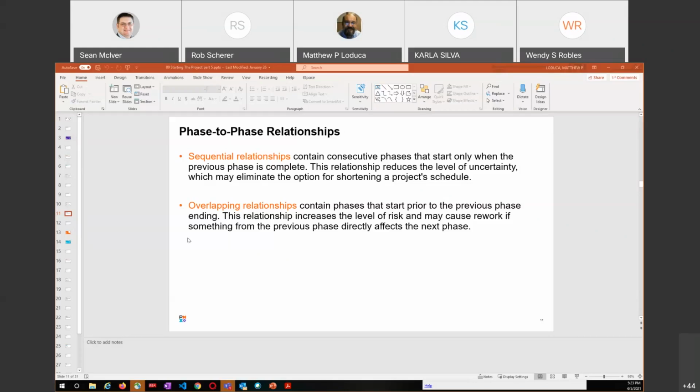Any questions on this? This phase-to-phase relationship, they seem to emphasize that a lot. I would pay attention to it. It is very self-evident what they're talking about. Sequential relationships go one after the other, and overlapping is they overlap, right? And so hopefully that's pretty straightforward. I don't know if anybody has any questions about that, but there we go. So moving forward, no questions, last call.